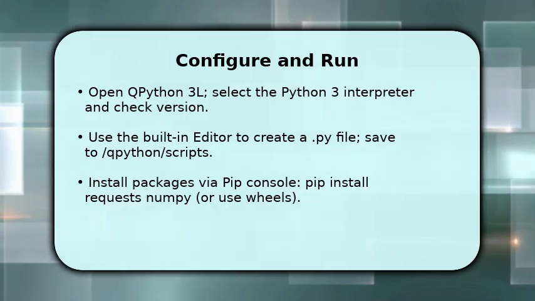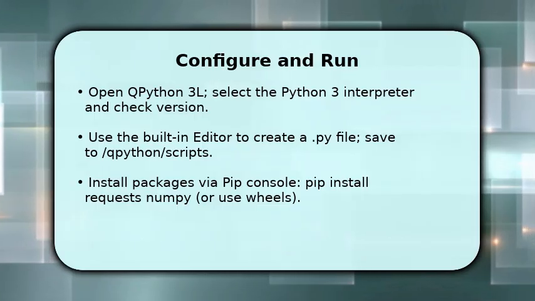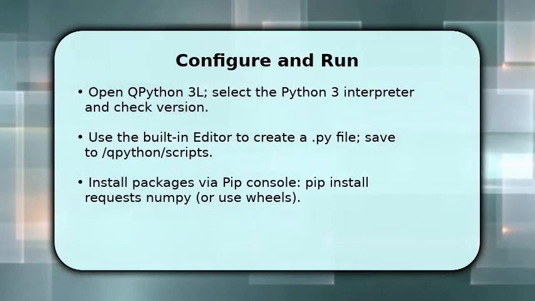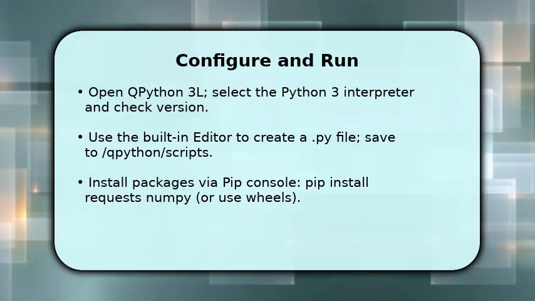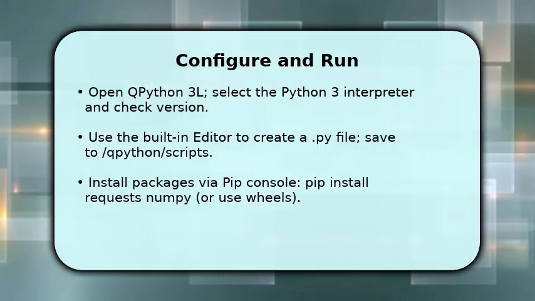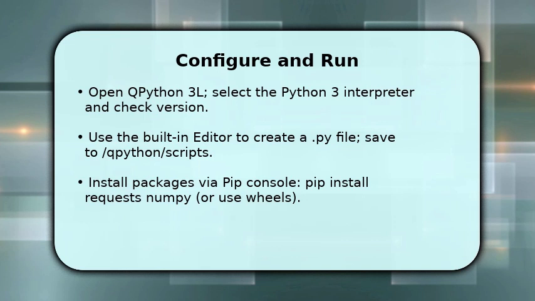To add libraries, open the pip console and run pip install package name. If a package needs compiled wheels, download the wheel and install locally. Make sure paths match and restart the console after installing major packages.